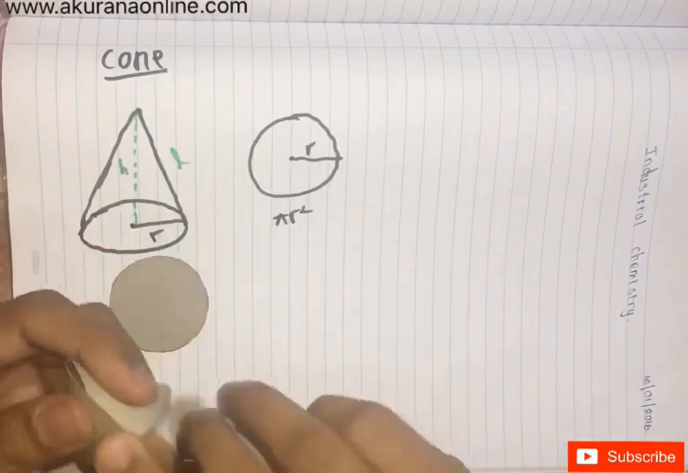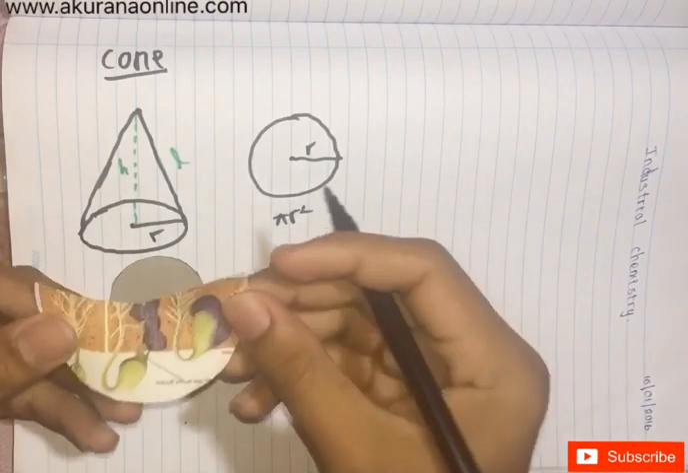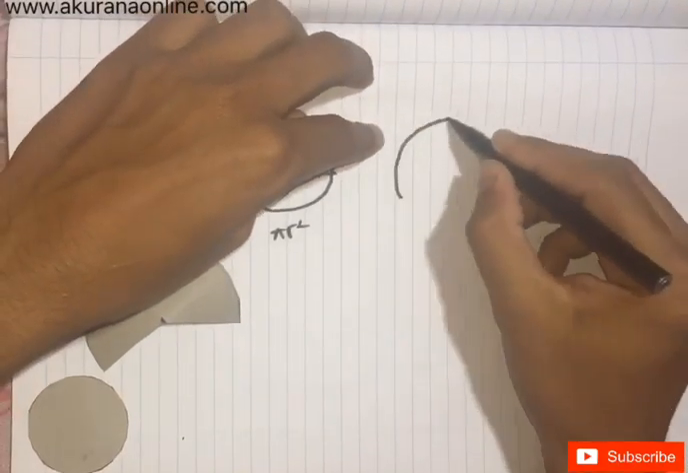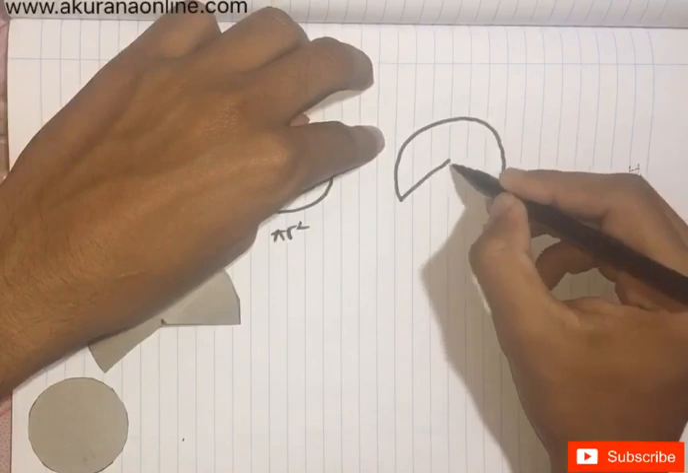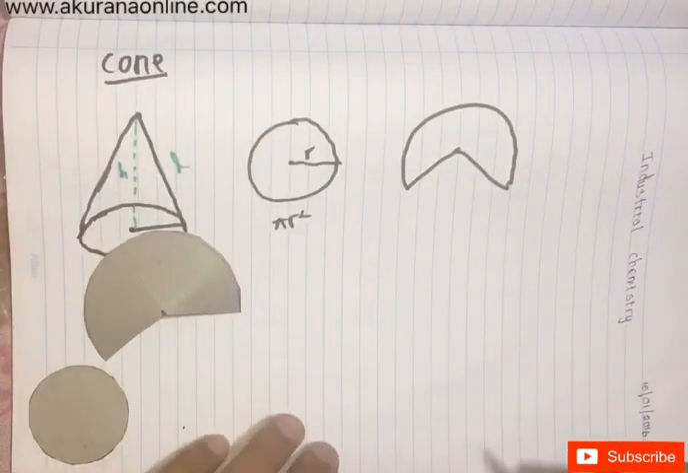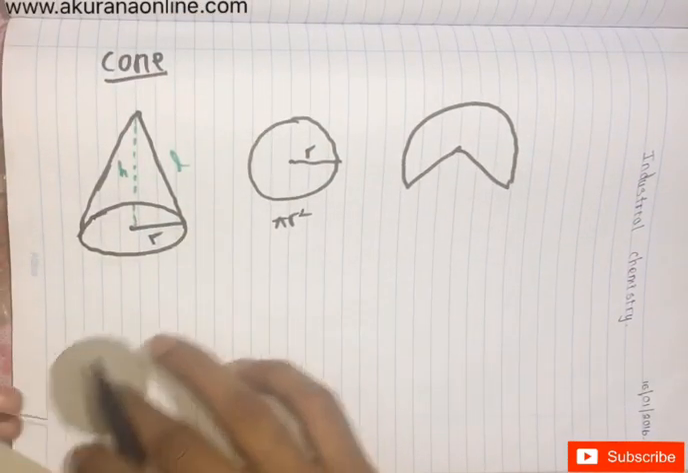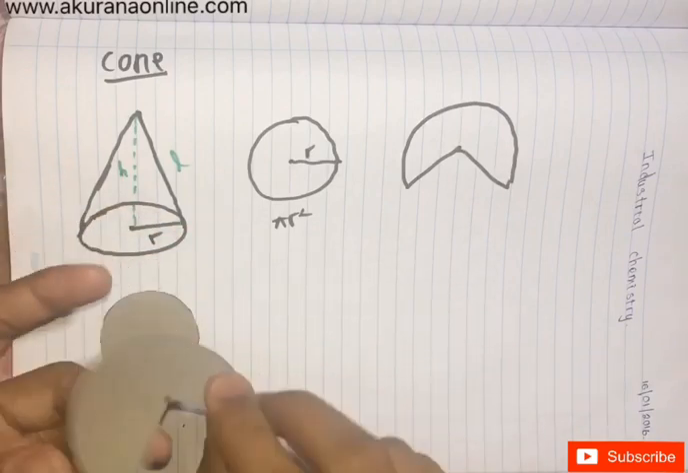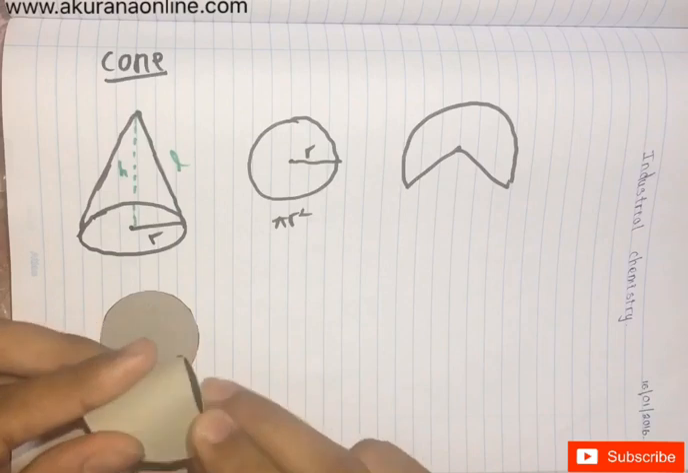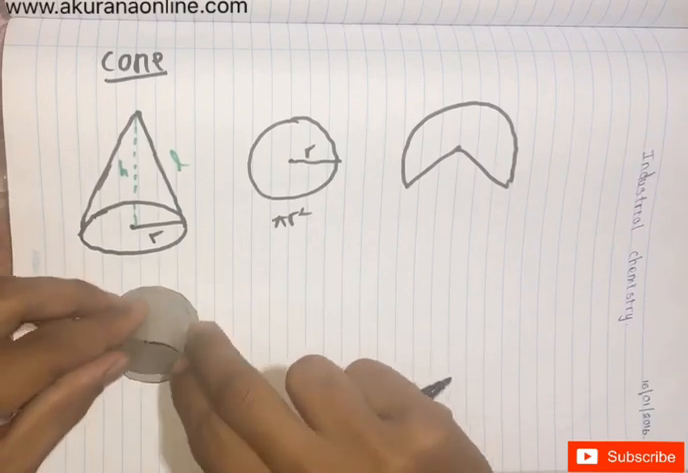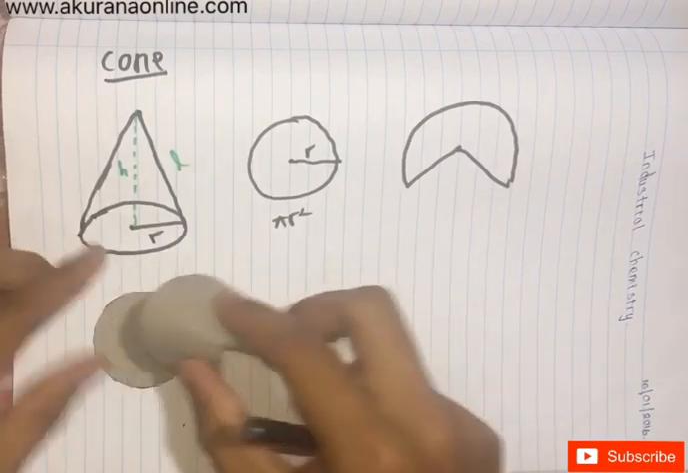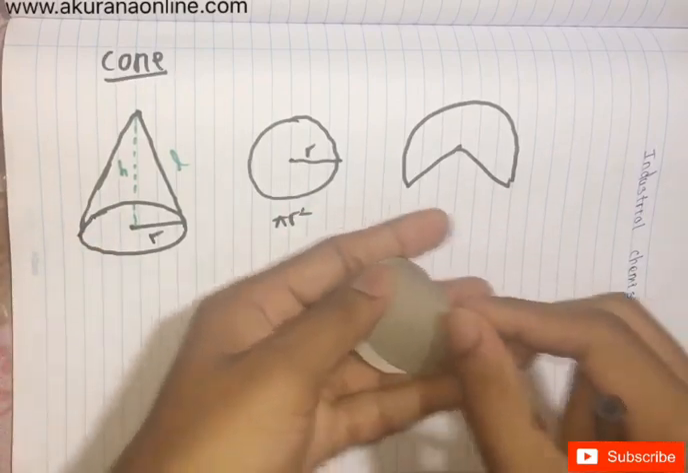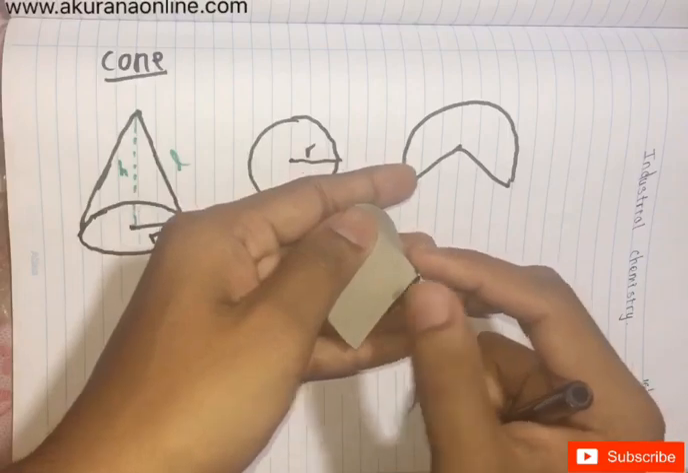Now what I am going to do is cut this, and then you have a shape like this, a sector. You have altogether a sector. Clear? Now if you take this sector, the radius of this sector is not r, it is different. If the cone is this way, it is equal to the slant height. Are you clear with this?